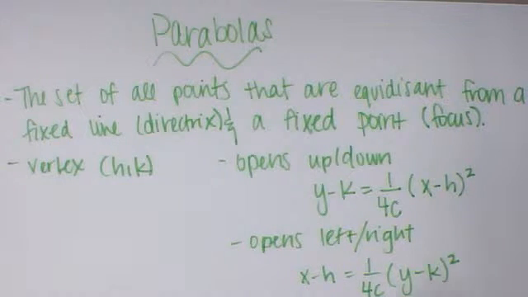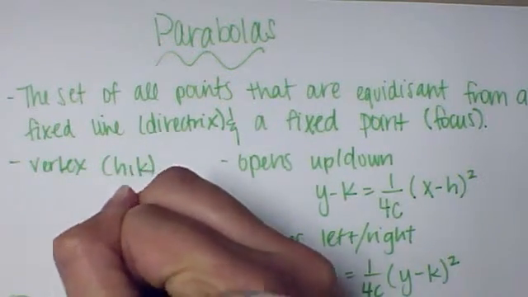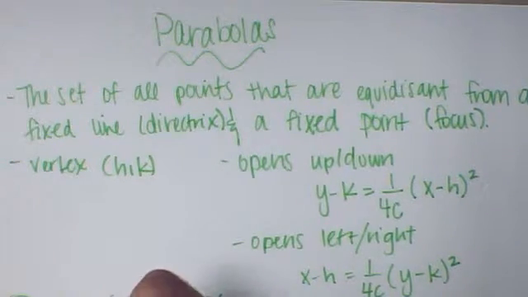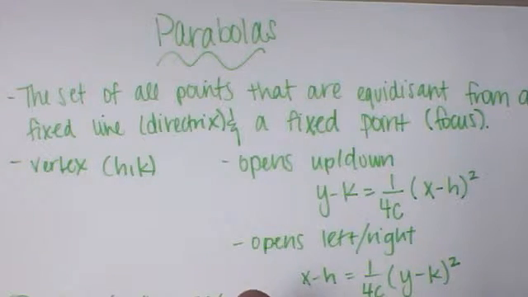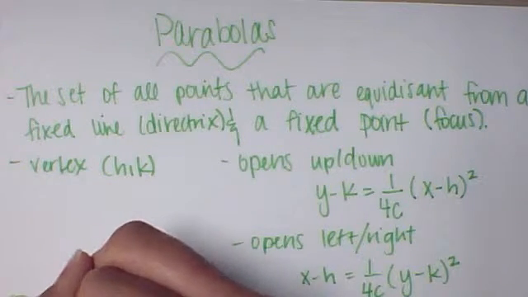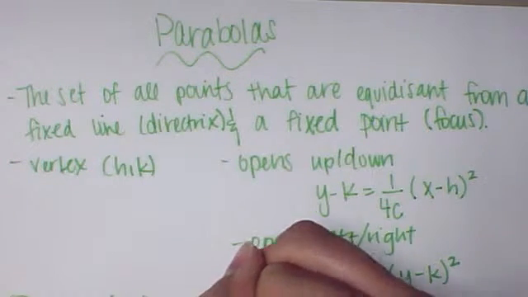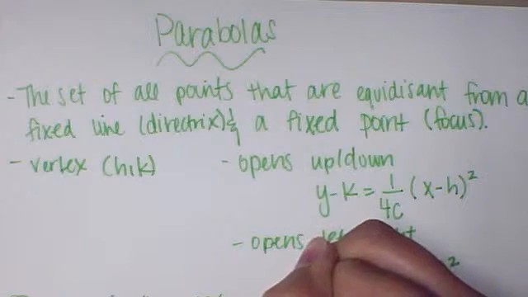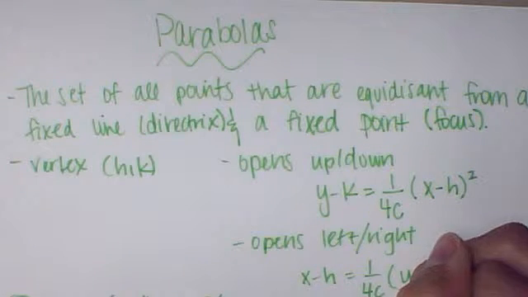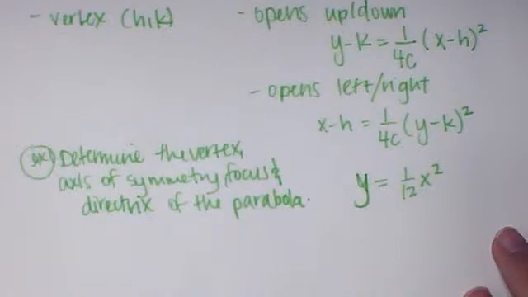Let's look at two different examples. Number 1, I want you to determine the vertex, axis of symmetry, focus, and directrix of the parabola. And the parabola is y equals 1/12 x squared.